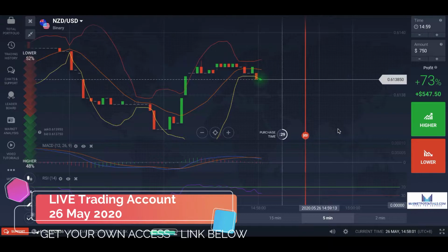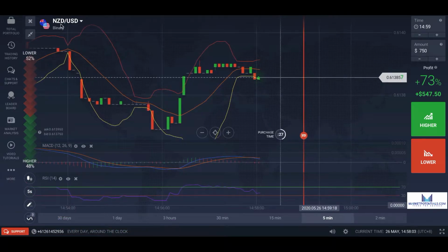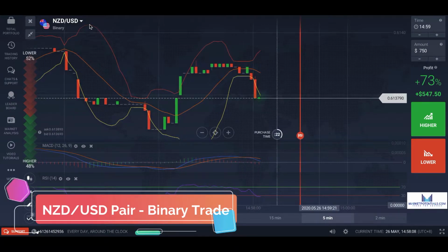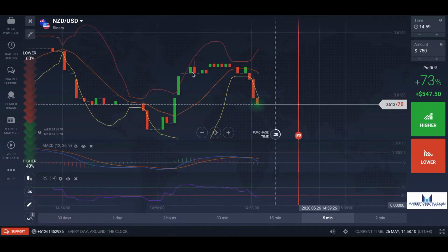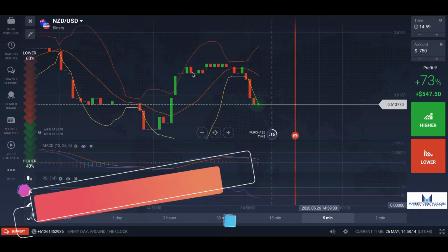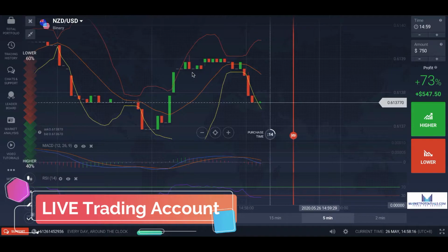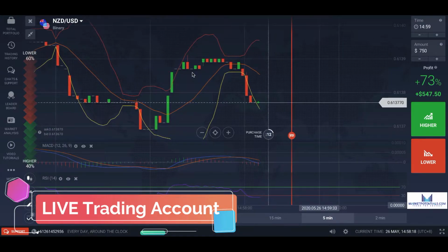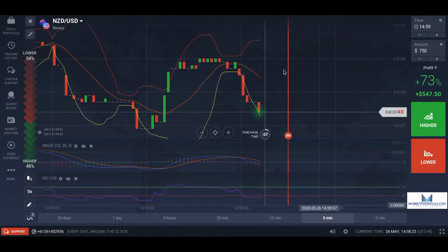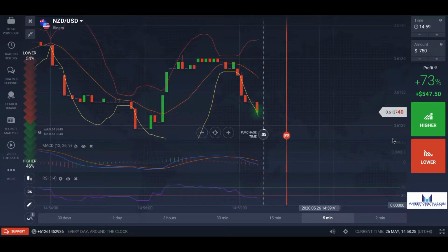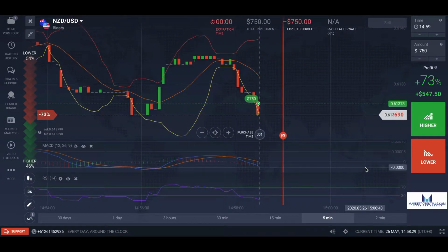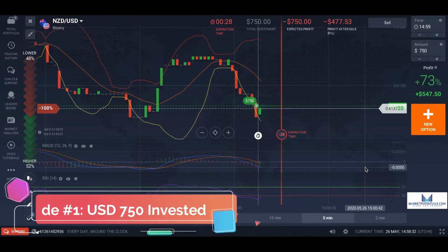In this particular instance, I'm looking to trade the Kiwi US dollar currency pair in a binary option trade. The screen recording you're looking at is a live recording of my trading account, so you're literally looking over my shoulder as I attempt to trade this afternoon. What I'm looking at is hopefully a reversal of this particular weakness in the chart.